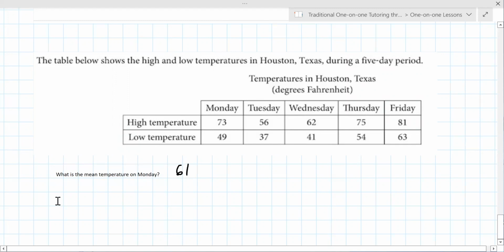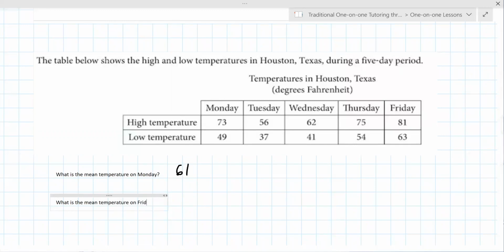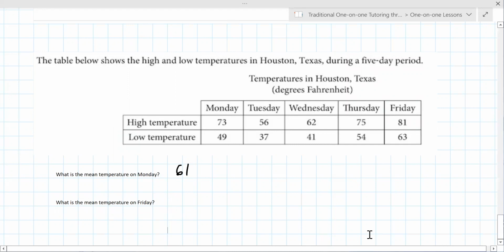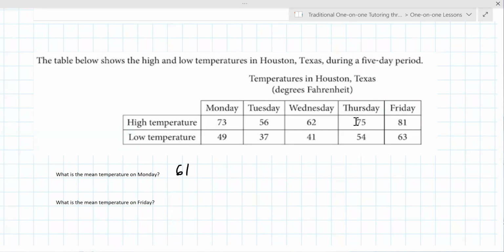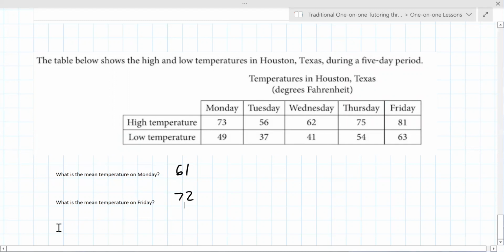Let's do another one here. What is the mean temperature on Friday? The mean temperature on Friday. Well, let me figure this out. $72. Okay, now this would be the SAT question.